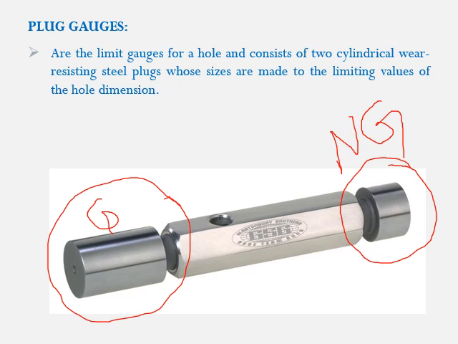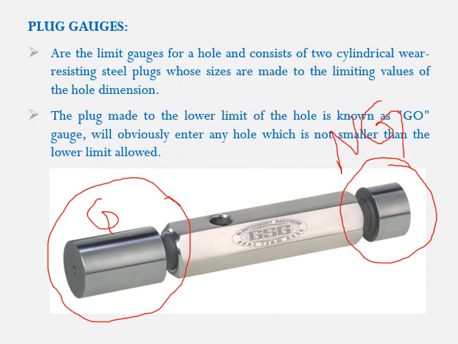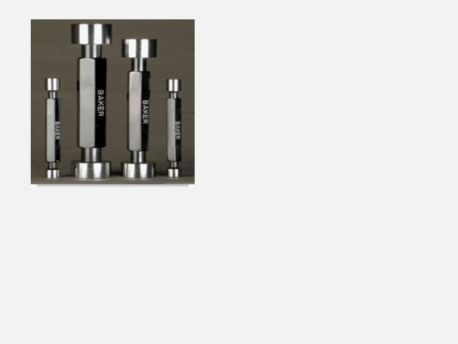So the go gauge indicates the maximum metal condition of a hole, whereas the no go gauge indicates the minimum metal condition of a hole. The plug gauge made to the lower limit of the hole is known as the go gauge, which will obviously enter any hole which is not smaller than the lower limit. Similarly, the no go gauge will not enter into the maximum size. If the no go gauge enters a hole, that means the size of the hole is greater than the maximum desired or specified size of the hole.